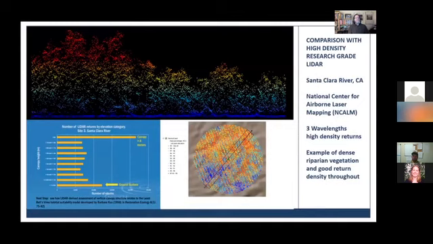And here's an example from prior studies that I've talked about at this conference, where we had high density research grade LiDAR collected by the National Center for Airborne Laser Mapping on the Santa Clara River in Southern California. In this case, they had 3 different lasers, each with a different wavelength, and gave us very high density returns. This is an example where the LiDAR was doing quite a good job of picking up not only the upper canopy layers, but also all the way down to the ground surface.